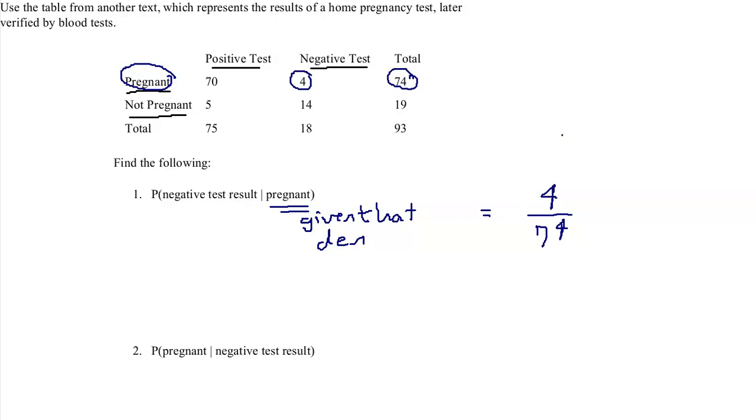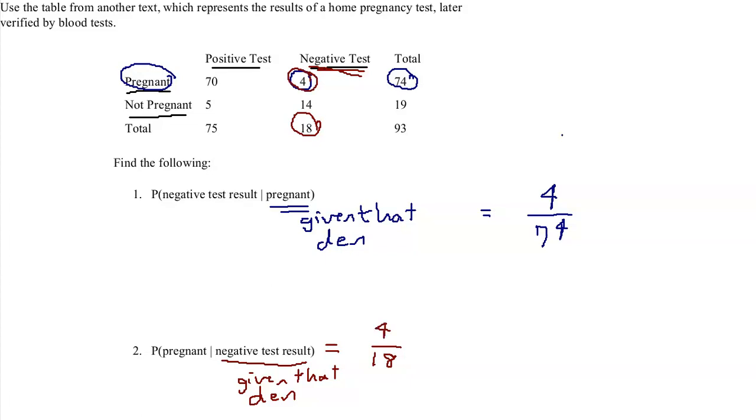But now let's take a look at this other conditional probability. Here, all we know is you got a negative test result. Given that you got a negative test result, this is your denominator. Well, how many women got negative test results? Grand total with a negative test was 18. So 18 women got negative test results. How many of those women were actually pregnant? Oh. Negative test result, 4 of them were still actually pregnant.